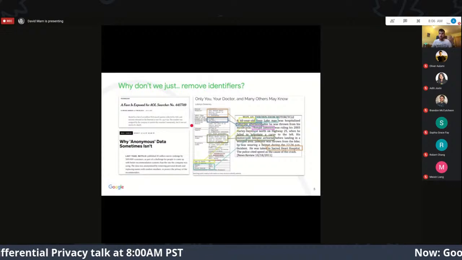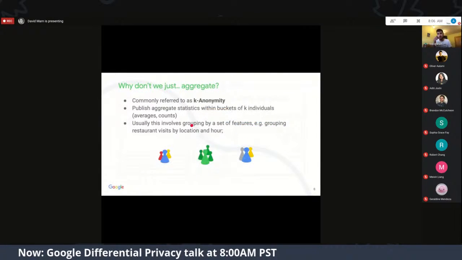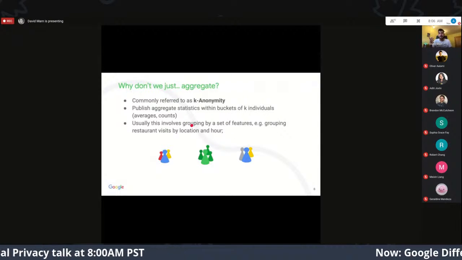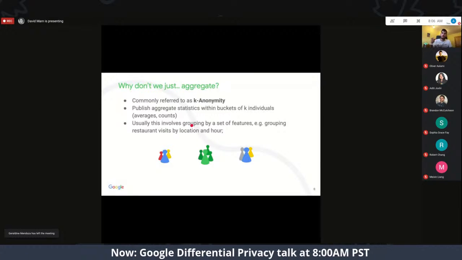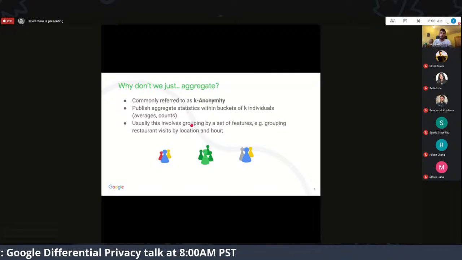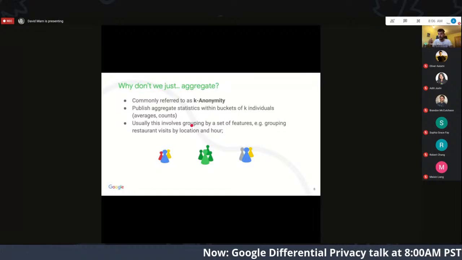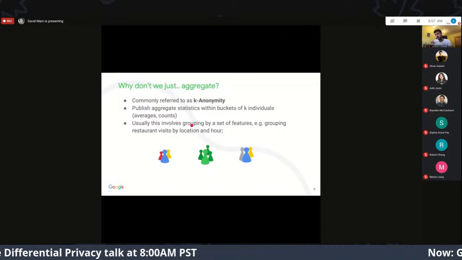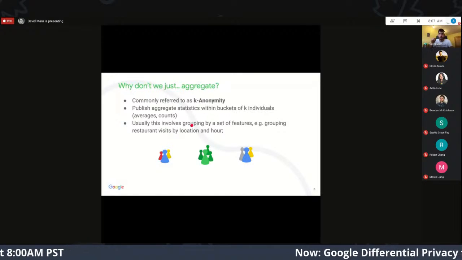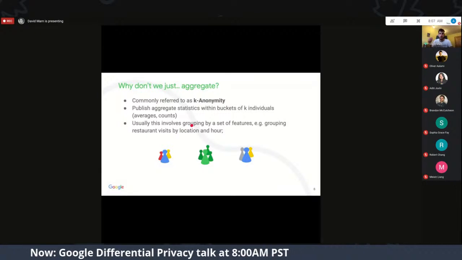The next logical step is to aggregate the data and publish the aggregate statistics. This technique is called k-anonymity, and the k comes from the number of people that have to be present so that we can publish one bucket. The idea is that as long as k people, and k is usually 50 in academia, as long as 50 people contribute to some statistic, it's okay to publish it. These statistics can be averages, counts, sums. Usually you group this data by a certain set of features.